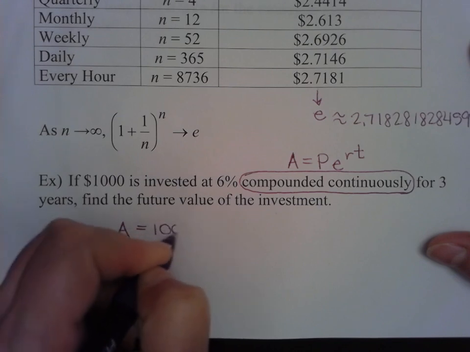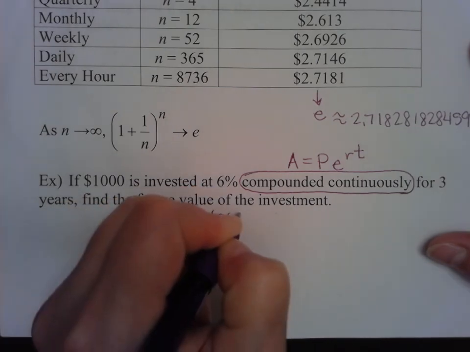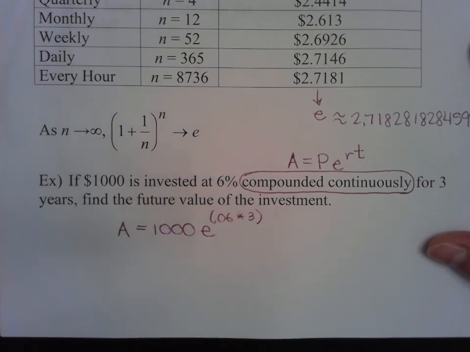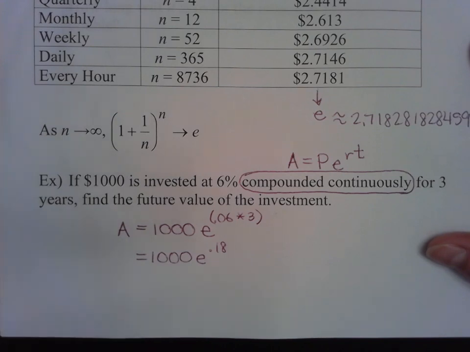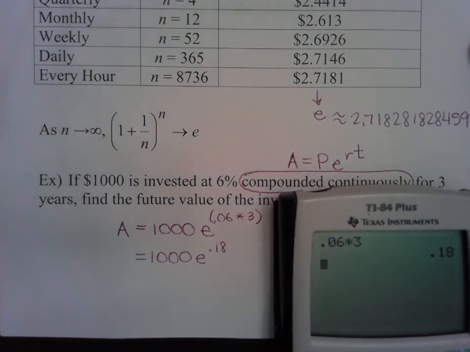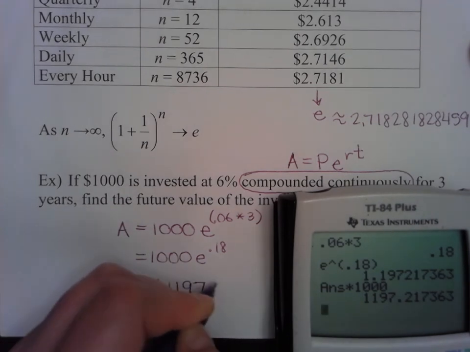So we have $1,000. We have E raised to the 6%, which would be 0.06, times 3 years. So that's 1,000 times E to the 0.18 power. I like to do that part first, and then I do the second ln to do my E. And then I multiply by my principal, which is 1,000. Oops, I don't think I did that right. Let's try that again. There you go. So we end up with $1,197.22.